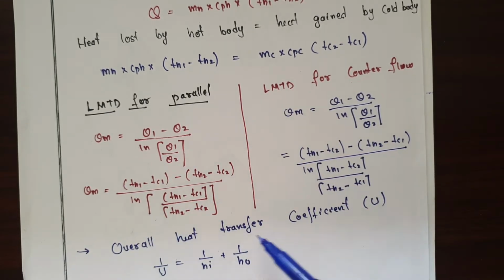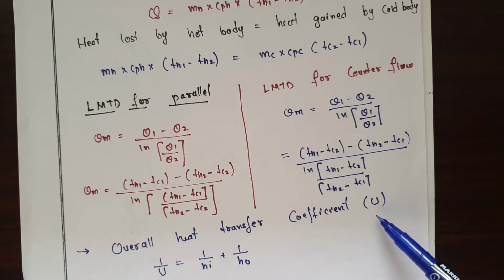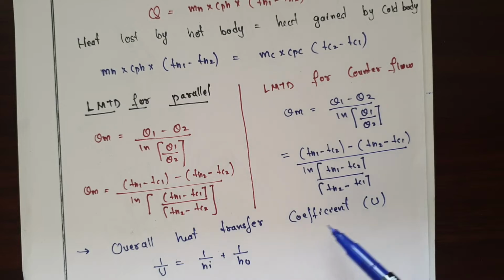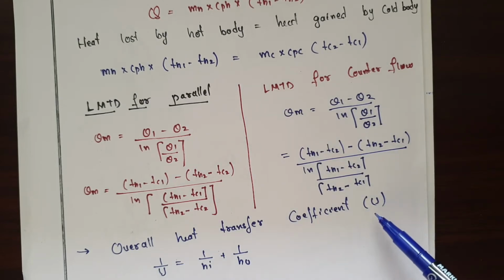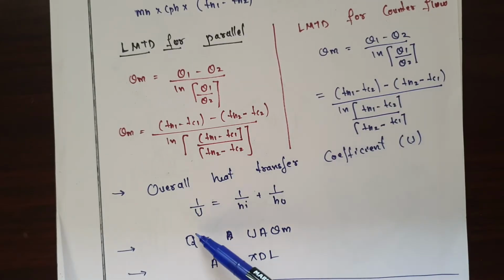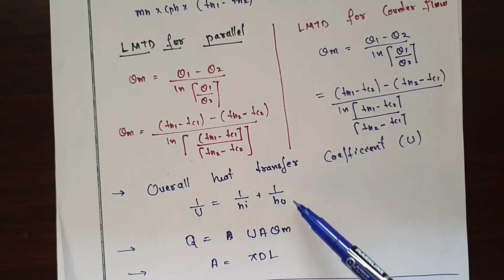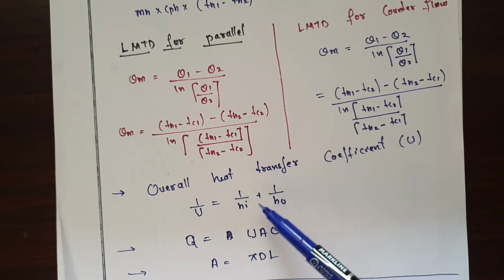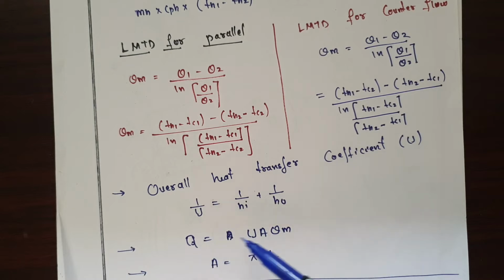Now the overall heat transfer coefficient. The overall heat transfer coefficient is designated with the letter U. The formula is 1 by U is equal to 1 by Hi plus 1 by Ho. So Q is equal to U A theta m, and area can be written as pi d l.